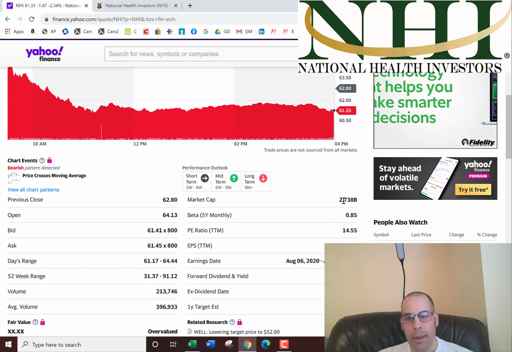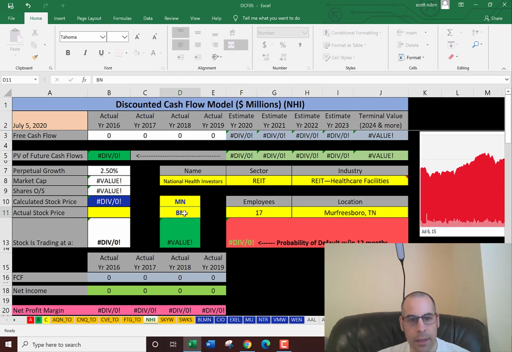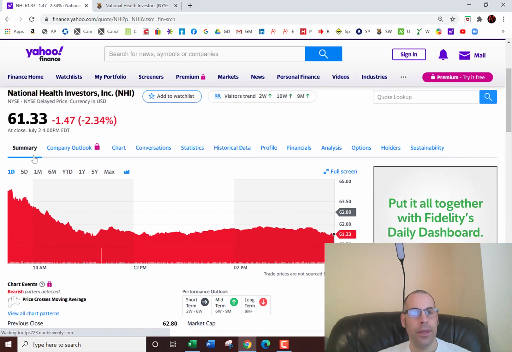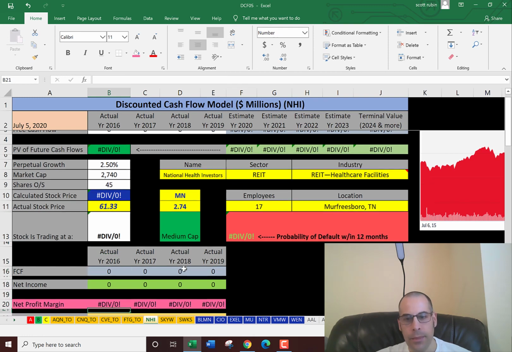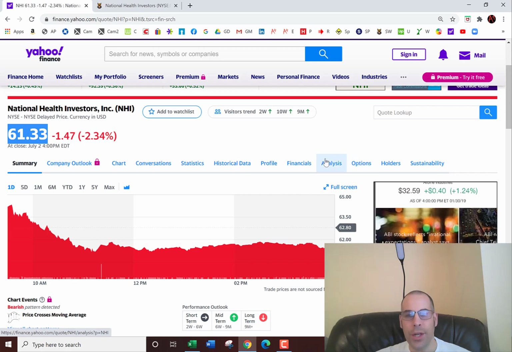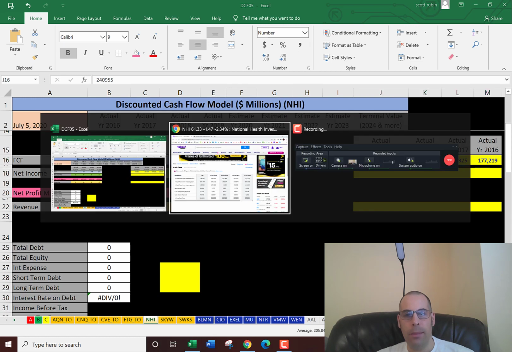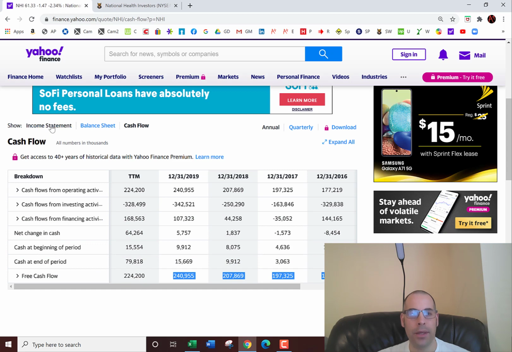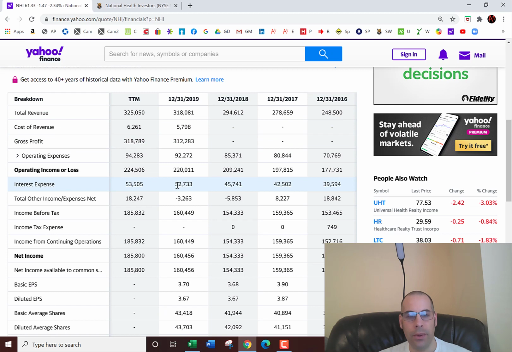This company has a market cap of $2.74 billion, and we'll put that in. And that's the value of the company according to the stock market. And they're trading at $61.33. And then we need the free cash flows. And free cash flows is the cash that's remaining after paying your expenses. The way you value a company is you estimate the future free cash flows, then discount those numbers back to today's value. That gives you the intrinsic stock price. That's what I'm doing in the video here.